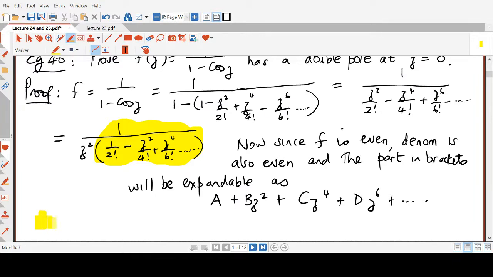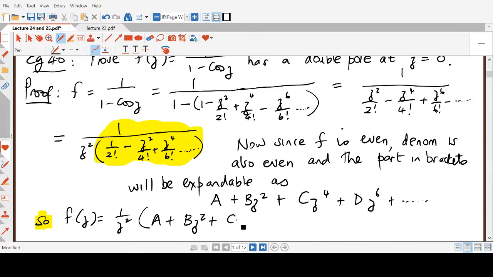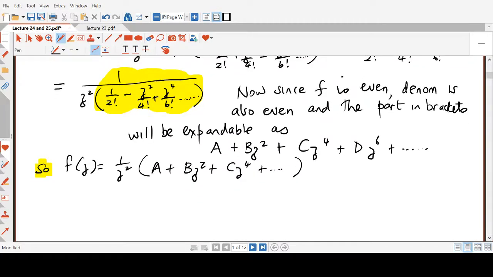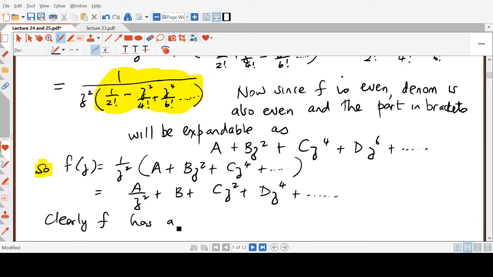So to conclude, f of z will be 1 over z squared times this stuff here. It doesn't actually matter what the a, b, c, and so on are. It's some number. You can find the coefficients using the Taylor series coefficient formula. So this will give us a over z squared plus b plus c z squared plus d z to the fourth plus so on. Clearly, f has a pole of order 2 at z equals 0.